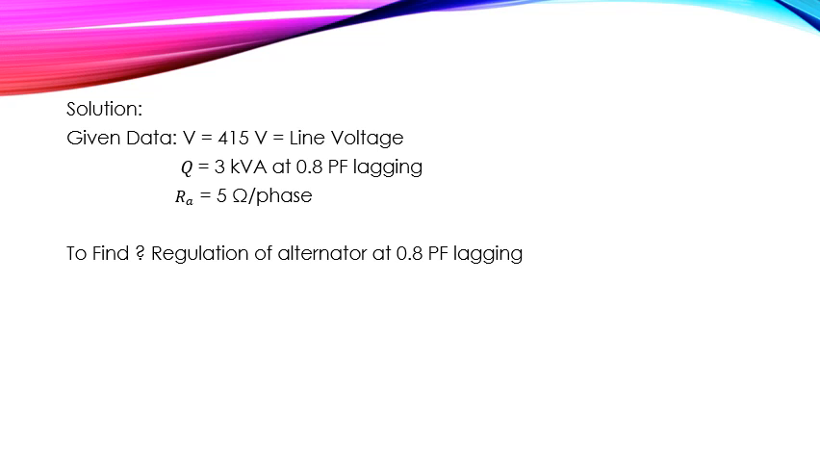First we'll see the given data. V is 415 volts, that is the line voltage. The kVA rating is 3 at 0.8 power factor lagging. Armature resistance is 5 ohm per phase, and using this we have to find the regulation of the alternator at 0.8 power factor lagging.